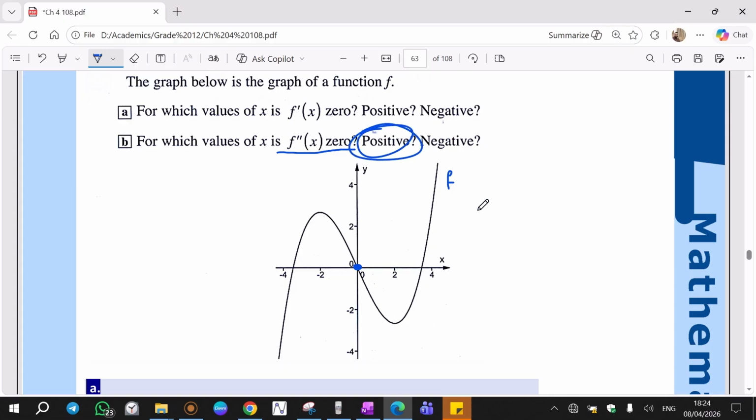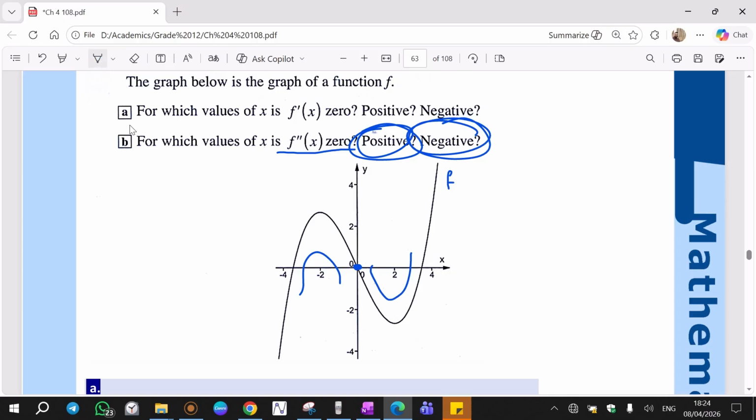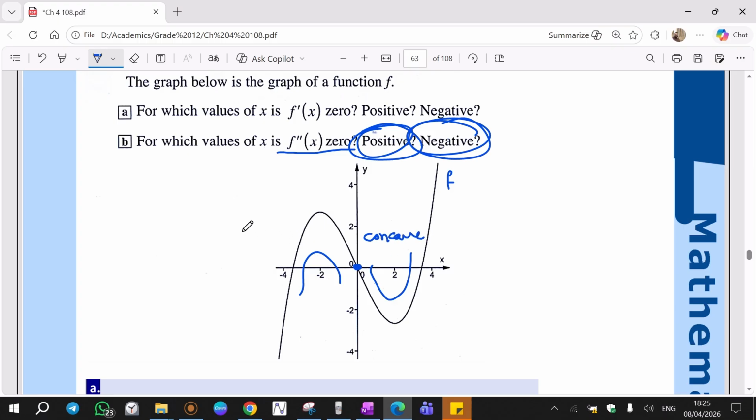What makes f double prime positive? The interval of concave, which is from 0 to +infinity. What makes f double prime negative? The interval of convex, which is from -infinity until 0. What makes f double prime 0? Point of inflection, which is 0, 0. Point of inflection is always located between concave, convex. This is concave, concave, and this is convex.